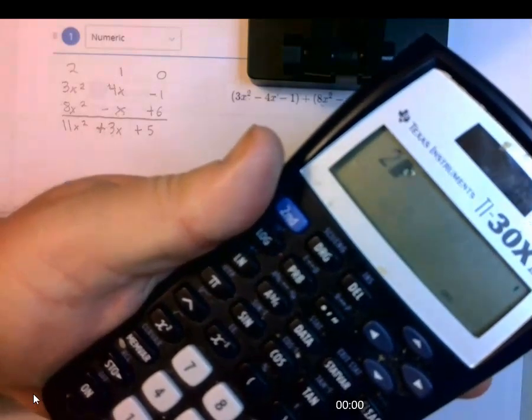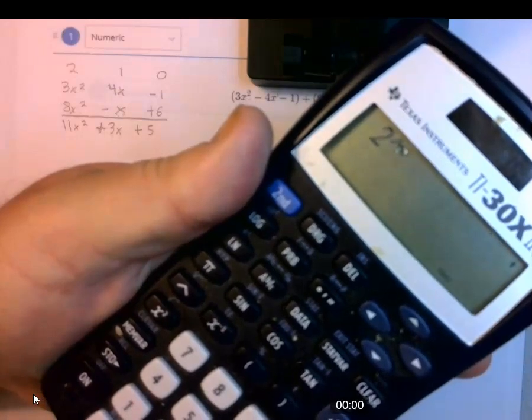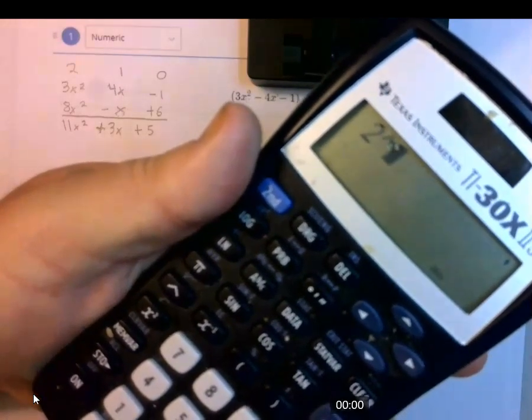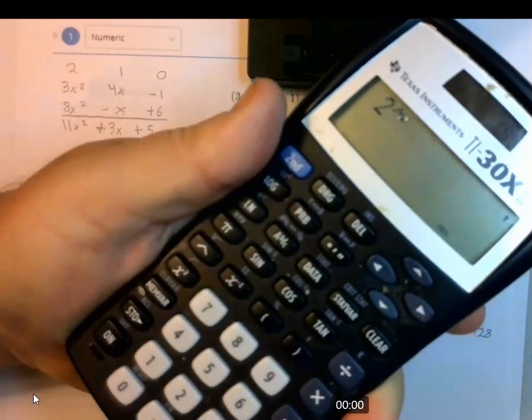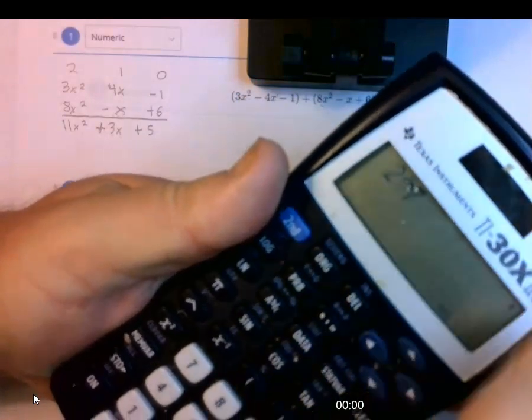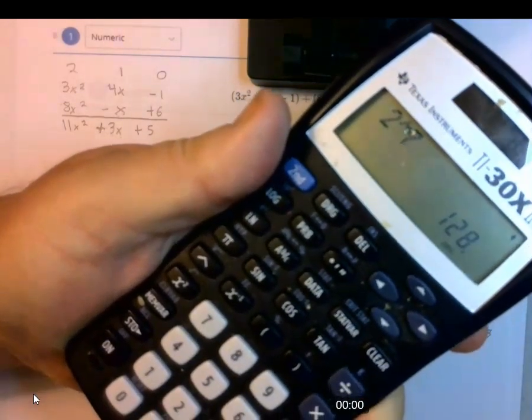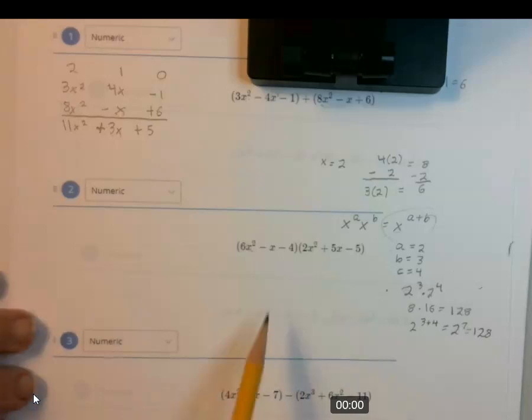But what you do is 2, and you use this little hat sign. It looks like a little hat or a little upward arrow. It's actually called a caret. So you use 2 caret, and if I put 7, that means 2 raised to the 7th power. I hit equal on that, and I get 128, which is the number that I have there. Okay? All right. So let's continue with this problem.